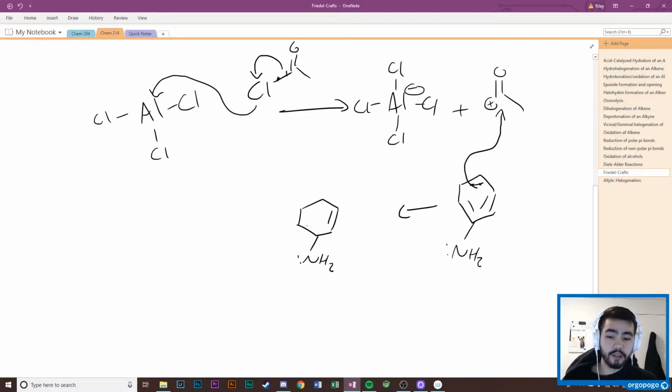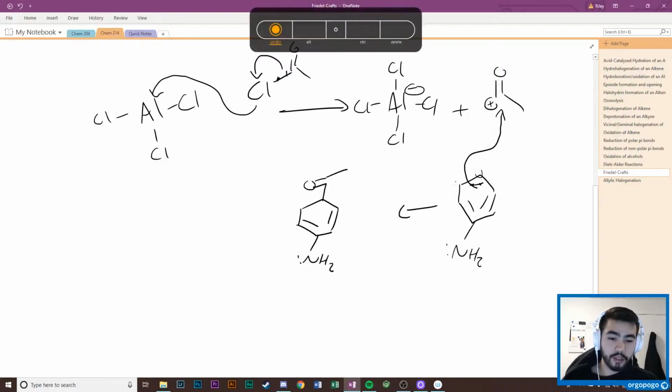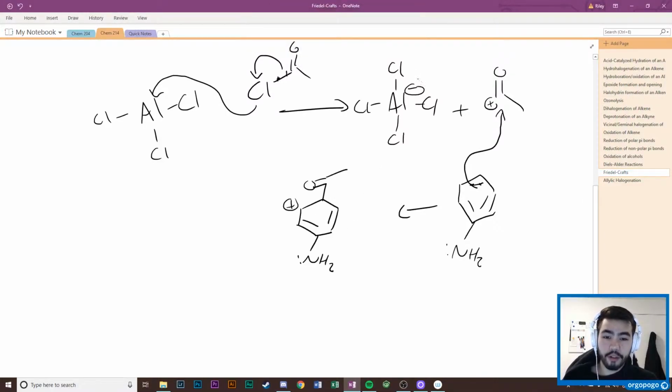This pi bond did not change. This pi bond did not change. We made a bond here. Because we made a bond right here, that means we lost electrons right here. So we have a positive charge. Our negative charge, remember, is still up here. It is our AlCl4 minus.